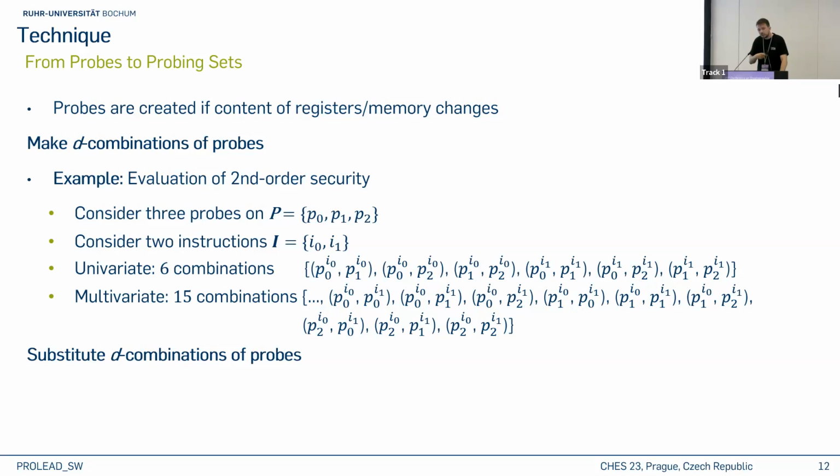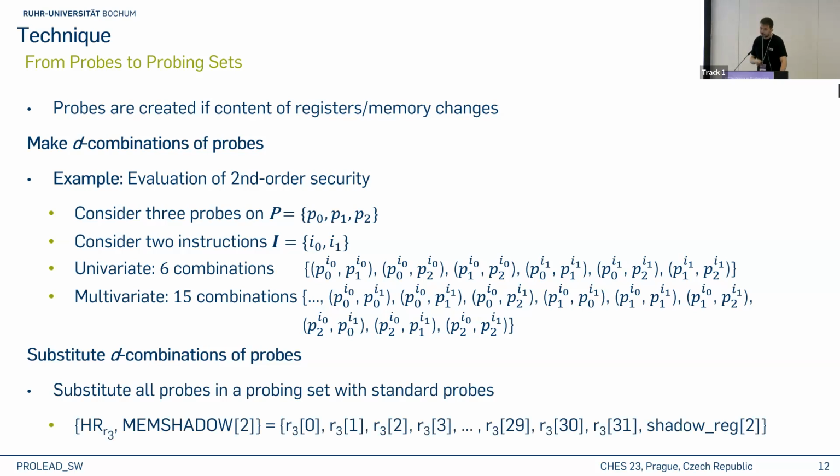Now, after we generated the probing set, ProLite will translate the microarchitectural probes in the probing set into standard probes. This procedure is important because it's required for the statistical analysis later. So what I mean by this, for example, let's consider still a second-order adversary, and we have two microarchitectural probes where one probe is the horizontal probe on R3, and the second probe is the second bit of the shadow register. When we translate it into standard probes, we get information about all bits inside the register R3 and the second bit of the memory shadow register.